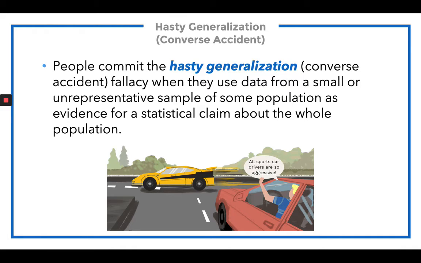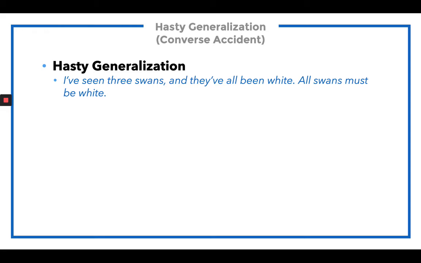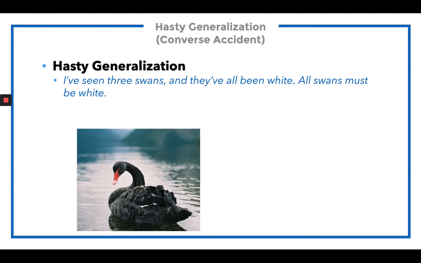So here we've got a picture of a driver saying all sports car drivers are so aggressive, and it's just to highlight that while we might be able to pick out only a few interactions with people who drive sports cars, and maybe all those interactions are ones where the sports car drivers are driving dangerously, we really shouldn't be drawing some generalization about all sports car drivers. That conclusion isn't supported by the evidence. So one example of this might be an argument where you say, well, I've seen a few swans and they've all been white, so it must be that all swans are white. But of course we know that there are black swans, and so that argument's not good.